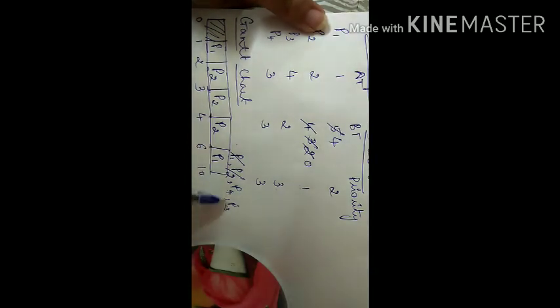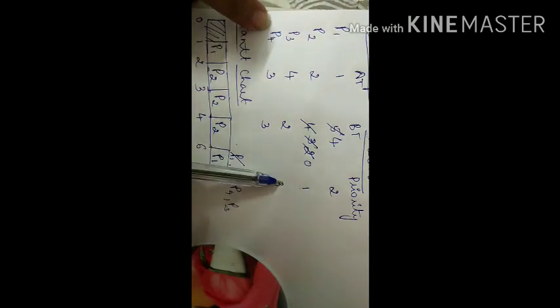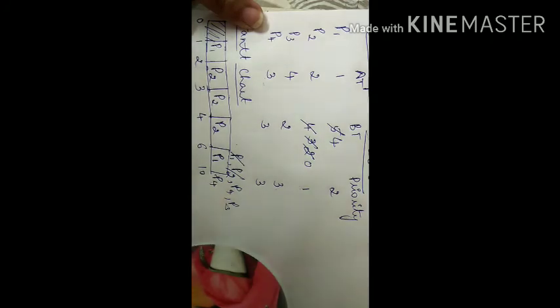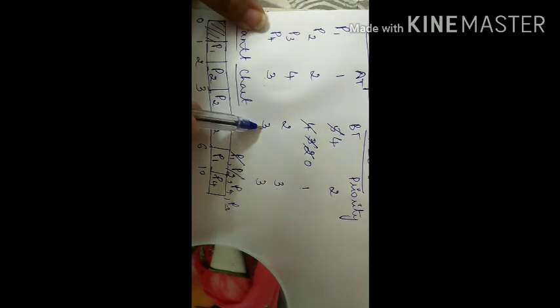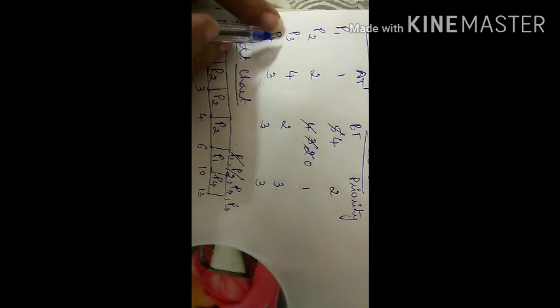Now we are left with P4 and P3. Among P4 and P3, both have the same priority number, right? In such cases, we should see the arrival time of both of them. Since P4 is arriving first, we are going to give more priority to P4. So P4 will execute for 3 milliseconds. 10 plus 3, 13.